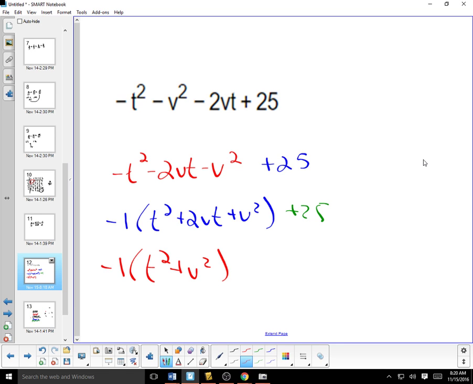Why did you take it to? Oh, sorry, that's not right. Thank you for saying something. The square goes outside, because now when I multiply it by itself, it's kind of like doing this. It's t plus v. Why are the 2VT? Why the 2VT? Yeah.